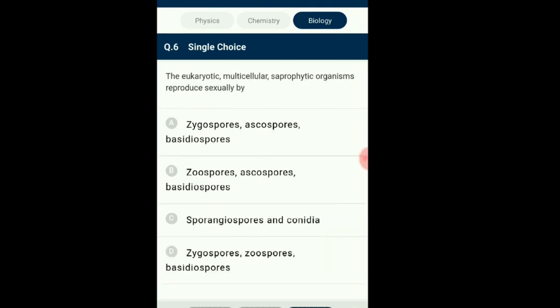Question number 6. The eukaryotic multicellular saprophytic organisms reproduce sexually by. The eukaryotic multicellular saprophytic organisms are fungi. Zygospores are formed by the fusion of 2 gametes. It is seen in phycomycetes. Sexual spores called ascospores are produced endogenously in sac-like asci in ascomycetes.